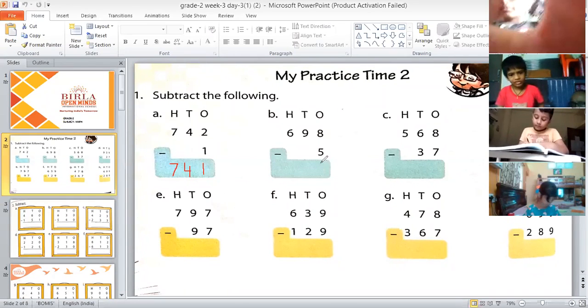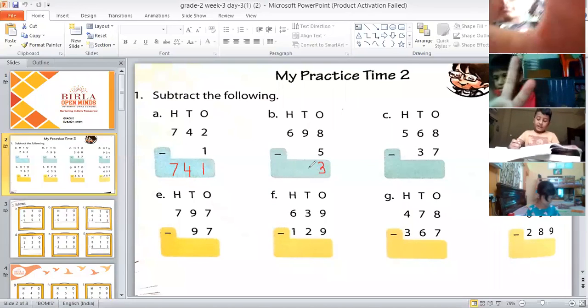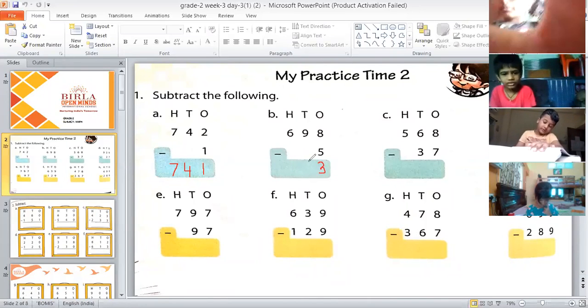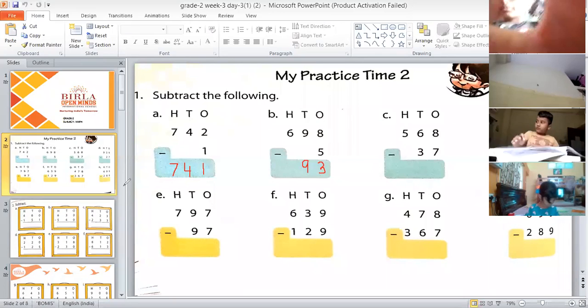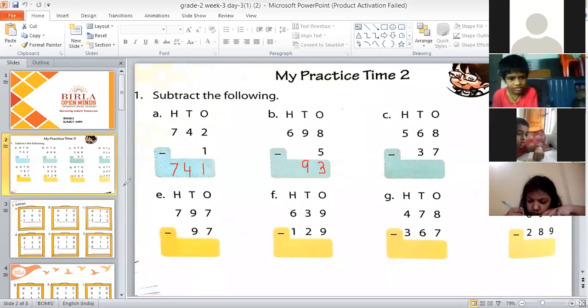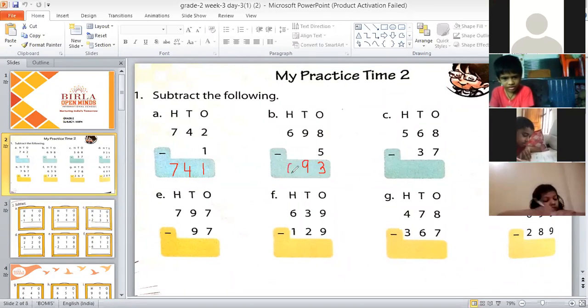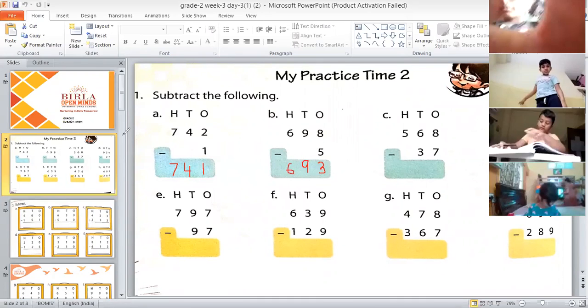8 minus 5. 8 minus 5 is 3. So we will write here 3. Okay. Manvit, what we will write in tens place? 9 will come as it is because there is no other number in tens place. And in hundreds place? Yeah. In hundreds place, 6 will come as it is because there is no other number in hundreds place. So answer is 693. 693. That's the correct answer.